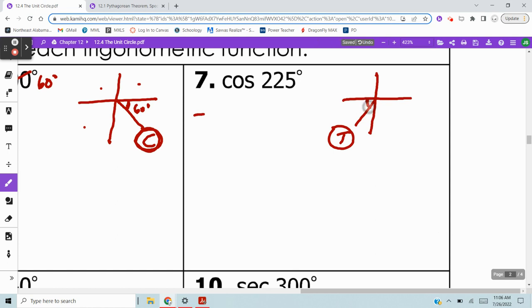To look for our reference angle, again, this is 180. We're asking ourselves how far past 180 are we, and we can simply subtract it, and we can find out that we're 45 degrees as our reference, and the cosine of 45 now is root 2 over 2, and we're done.